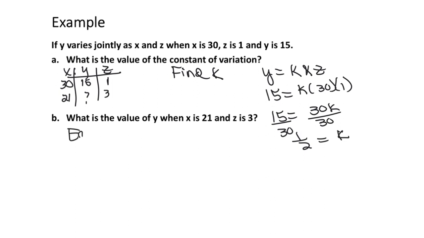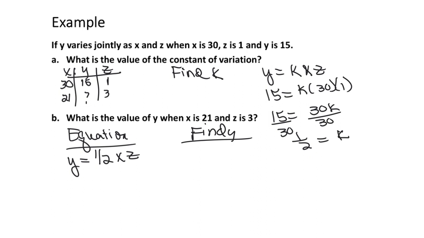So I'm going to, in step B, to find that missing value, write my equation. Y is equal to 1/2 xz. And then to find y, I'm going to plug in x with 21 and z with 3. So y is going to be 1/2 times 21 times 3. And when I simplify that, I'm going to end up getting y is equal to 31.5.